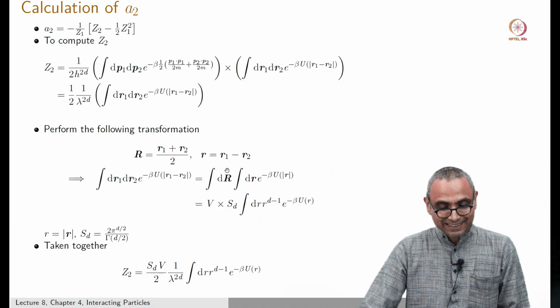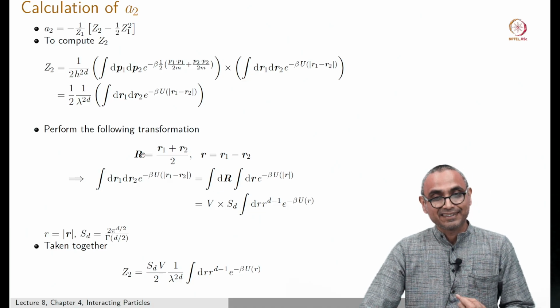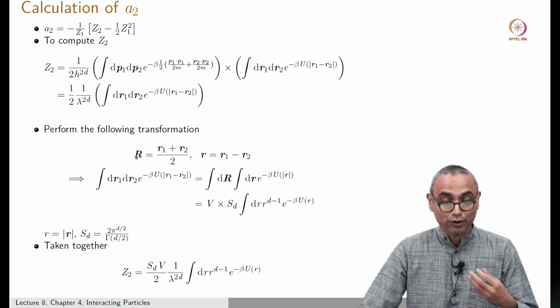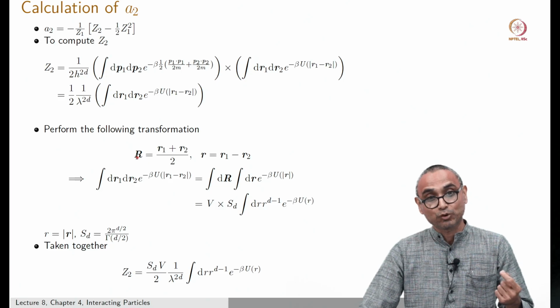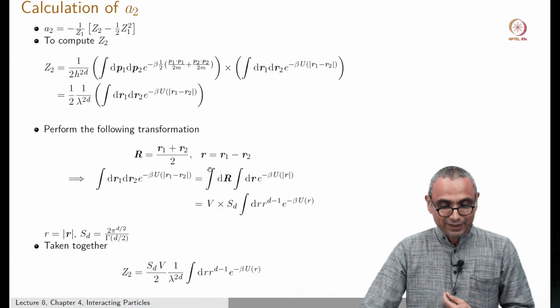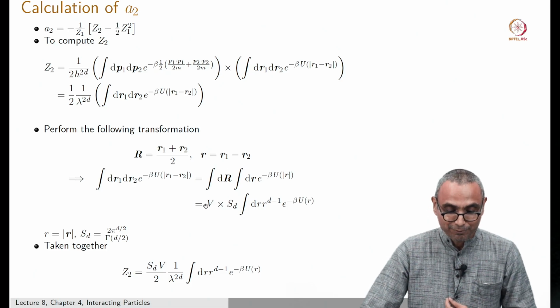You will see that there is a simple integral over this capital R, which is the center of mass coordinate, and that center of mass coordinate can be anywhere in the volume V. And so the integral over the center of mass coordinate will simply give me volume V.